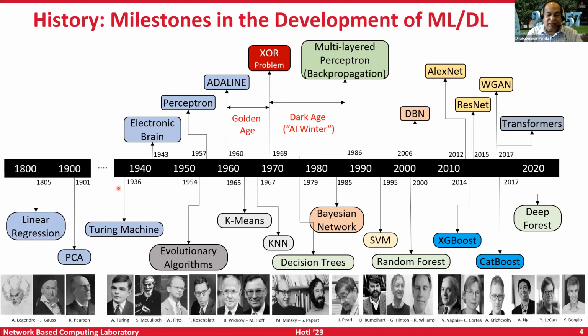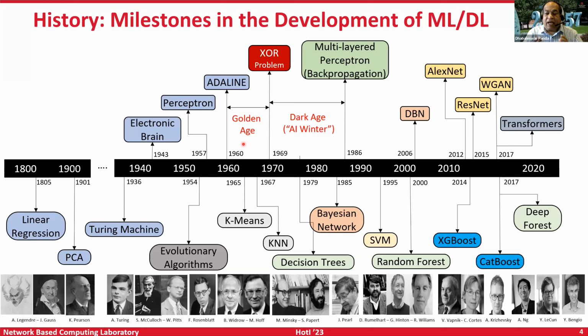Then close to 1940, if you remember, the Turing machine came. People started talking about electronic brain, perceptron. So gradually all these terminologies and concepts have been there. In fact, the 1960s to 70s was the golden age. A lot of new ideas came with respect to AI and machine learning.